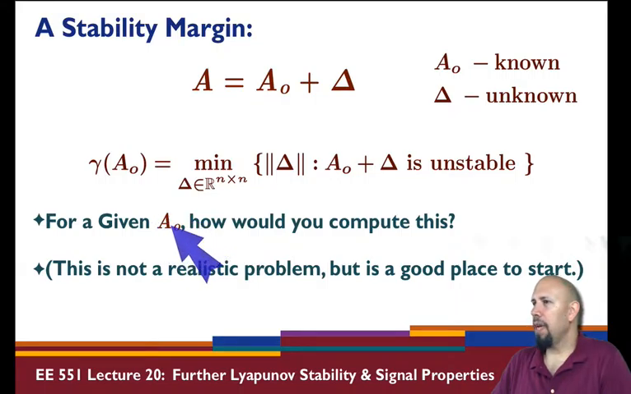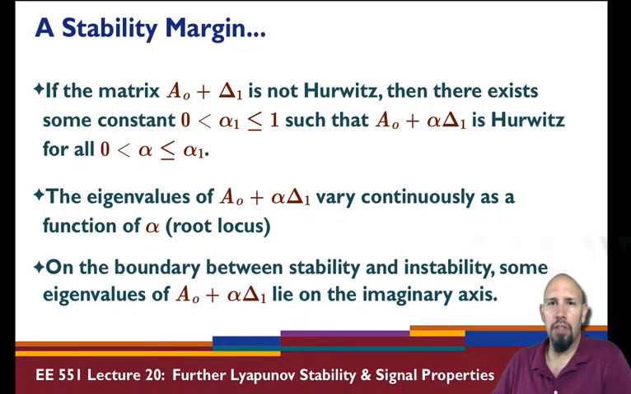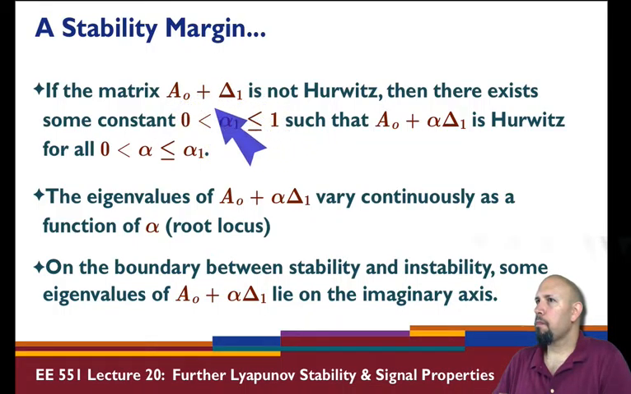So for a given matrix, how would you compute this? It turns out this is not a realistic problem, but it's a good place to start because we don't usually have the whole A matrix being uncertain. Usually we have a structured uncertainty, like we've seen before. We know the solution to the structured uncertainty problem. It's related to the structured singular value.